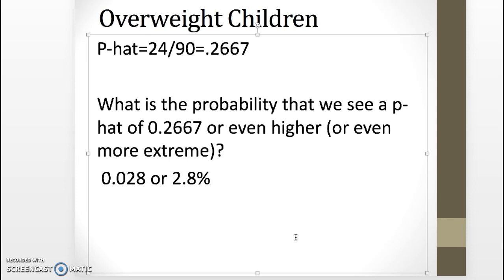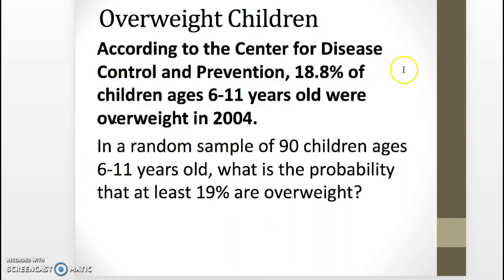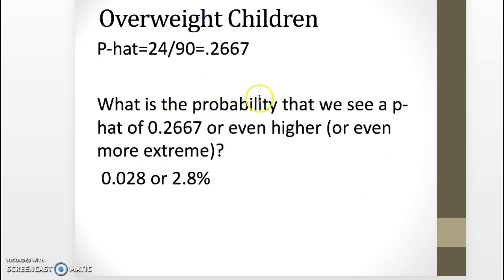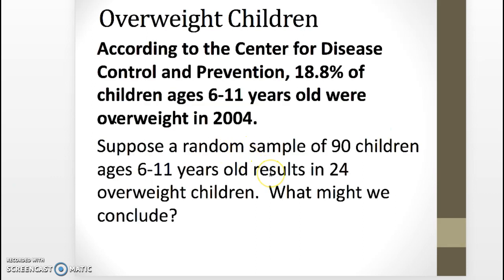So what might we conclude? First of all, this would be unusual. It would be unusual if we were expecting to see 18.8% overweight to actually see almost 27% overweight. What might you conclude? Well, there's several things, and it depends on the context. If you're doing a project, it depends on what your hypotheses were, how you would interpret this number. For example, we don't know much about this sample.